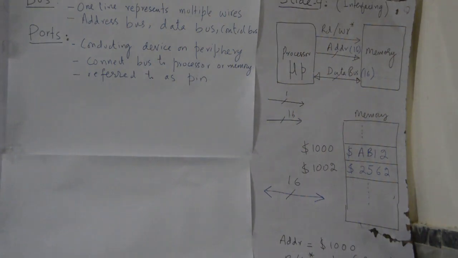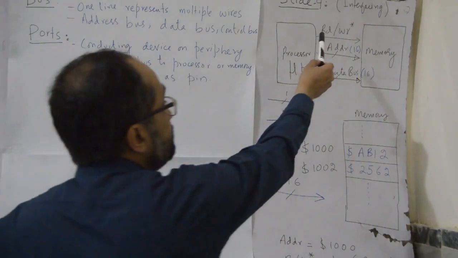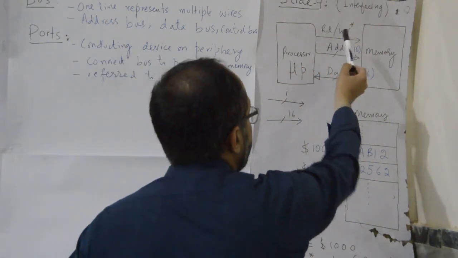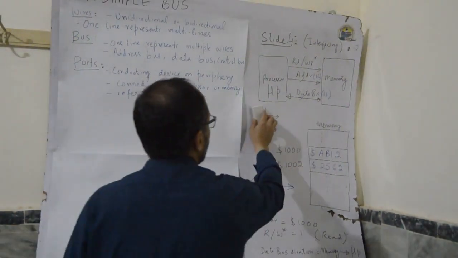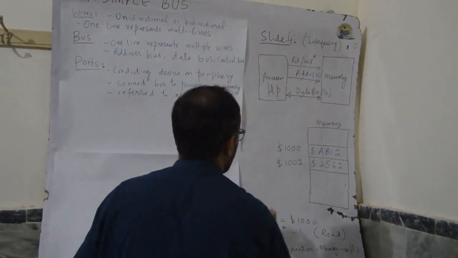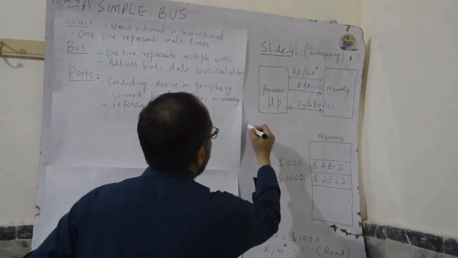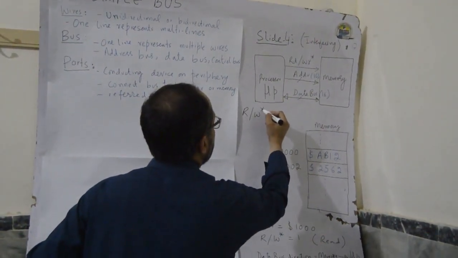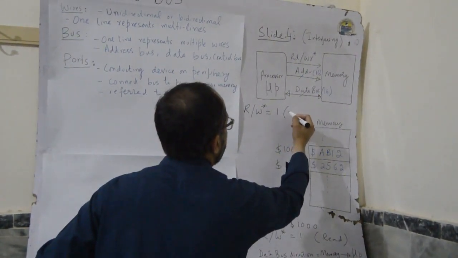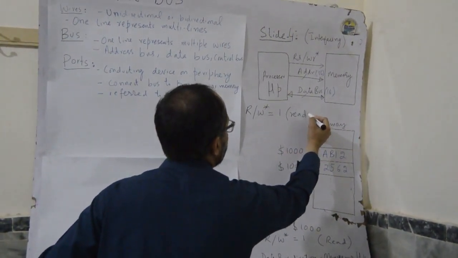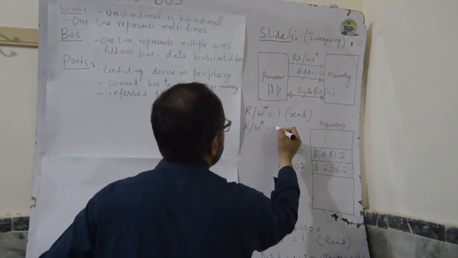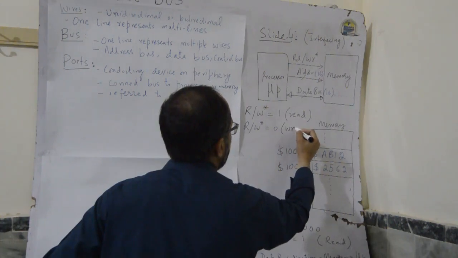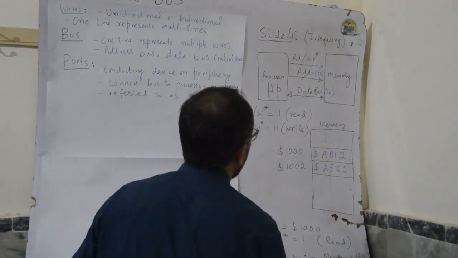So who will determine the direction of the data bus? The direction of the data bus will be determined by the read/write bar signal. If the read/write bar signal is 1, it means it is a read operation. If read/write bar is 0, it means it is a write operation.